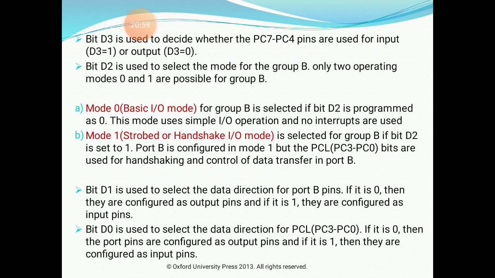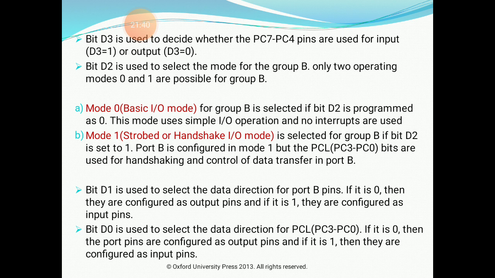Only two operating modes are available for a single bit, either 0 or 1, that is mode 0 and mode 1. Mode 0 operation is selected if the D2 bit is 0. In this mode, only port B and port C lower are used as simple I/O ports. Mode 1 operation is selected for group B if bit D2 is set to 1. In this mode, port B is used as either an I/O port, and port C lower carries handshake signals for data transfer in port B.